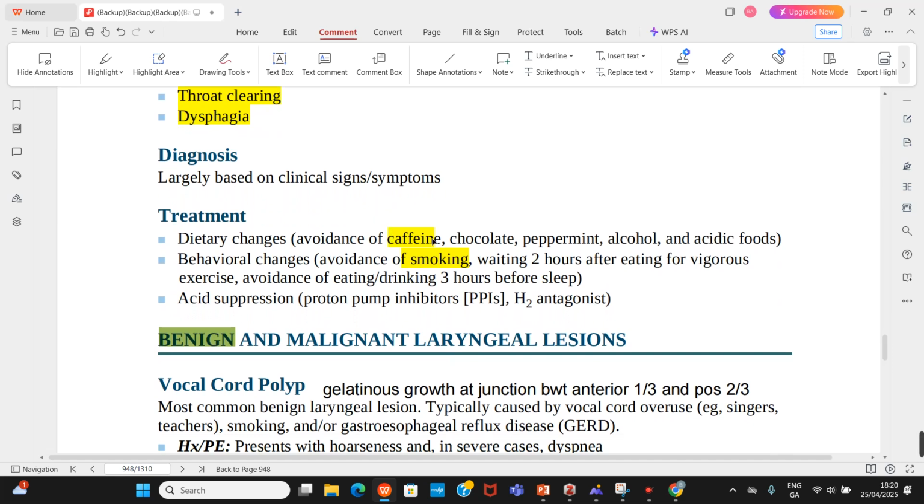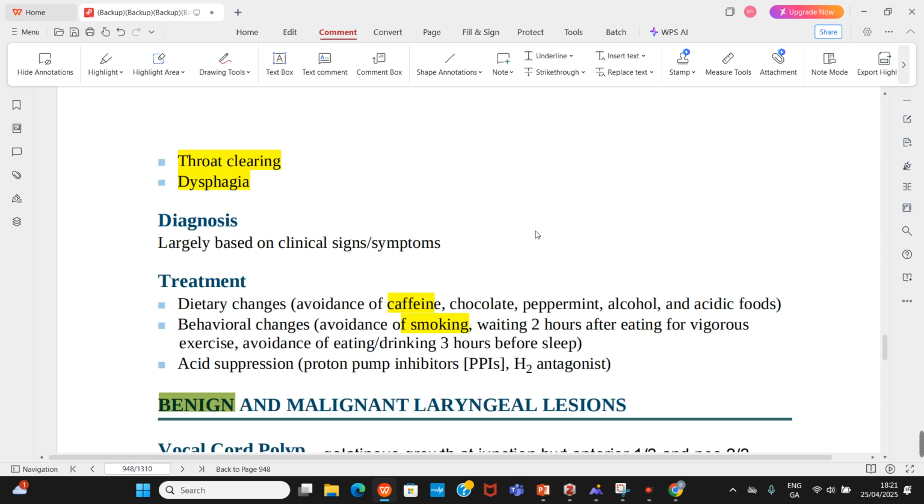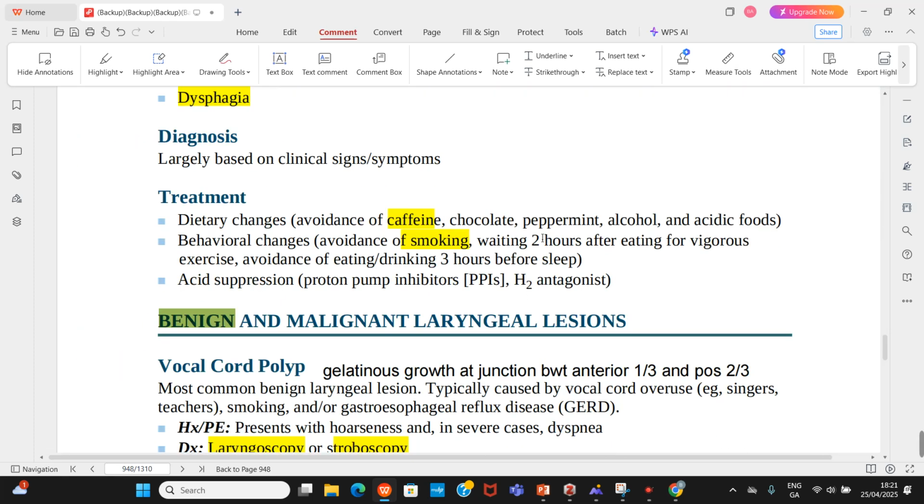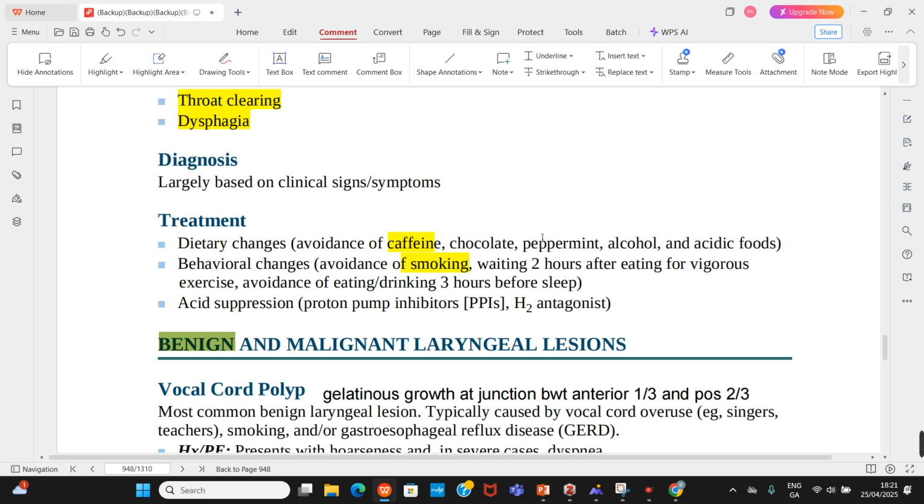So what do you do? Avoid caffeine. Avoid some acidic foods. Stop taking alcohol. Don't take peppermint or chocolate. All these things can cause GERD. Or no, not GERD, laryngopharyngeal reflux. So don't take caffeine. Avoid chocolate, peppermint, alcohol, and acidic foods.